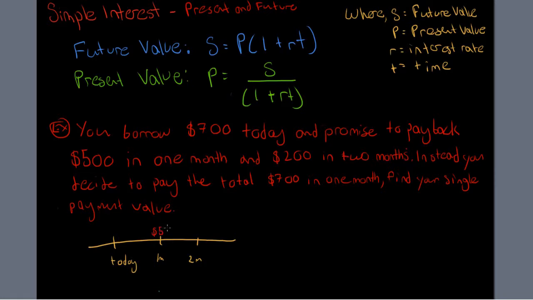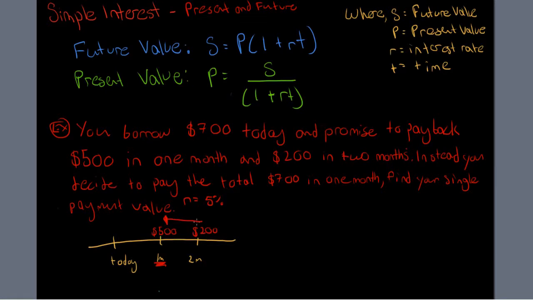Now, we wanted to pay $500 at the 1 month mark and $200 at the 2 month mark. But for some reason, we decided that we're going to pay the $200 early and just pay it with the $500. So we want to find our single payment value at the 1 month mark. Say that our interest rate is equal to 5%. Let's find the single payment value. Now, typically the question will give you your interest rate unless it's telling you to find it. In this case, I'm just going to make it 5%.